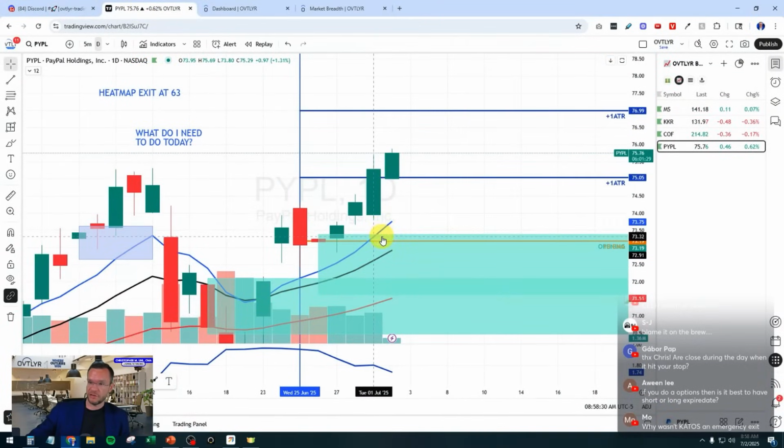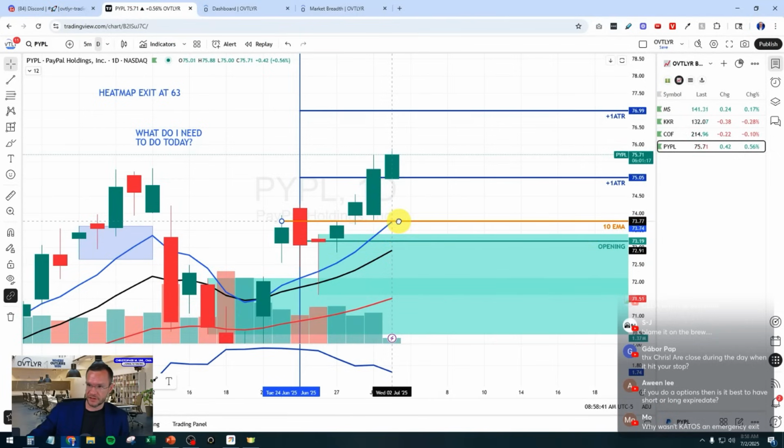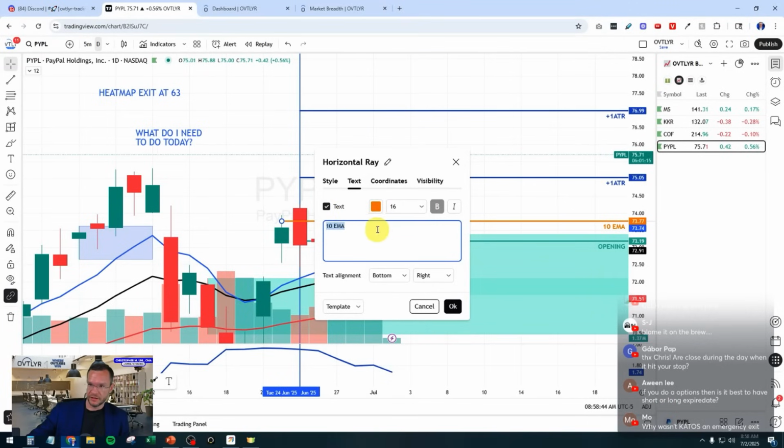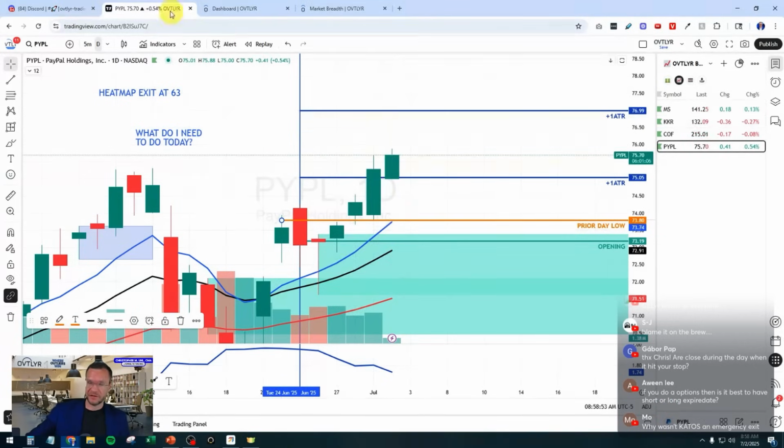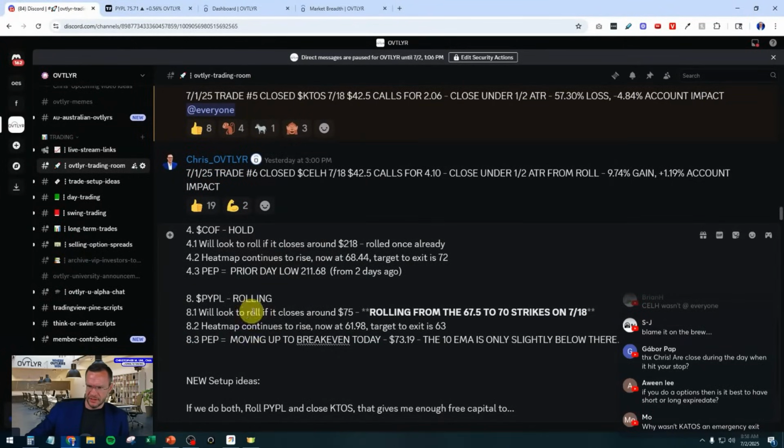We do need to move up. Actually, which is higher, the 73.75 or 73.80? Prior day low is slightly higher at 73.80. So that's where we have less risk. So this is going to be prior day low, and this is 73.80. So if it closes below 73.80, I'm out. Look to close, roll. Okay, planned exit point. Let's do this. Prior day low, 73.80.